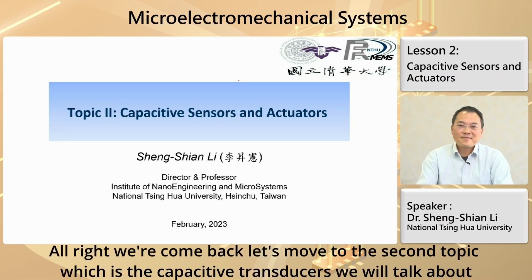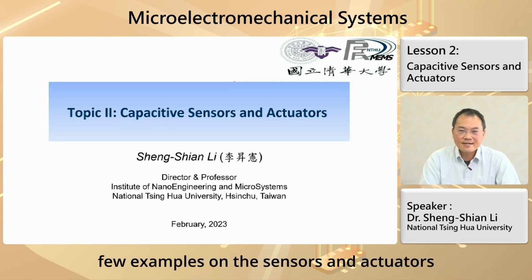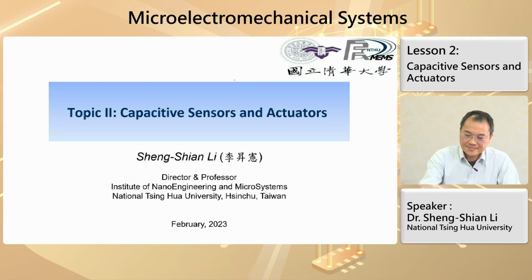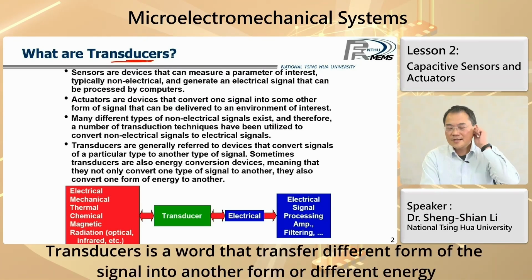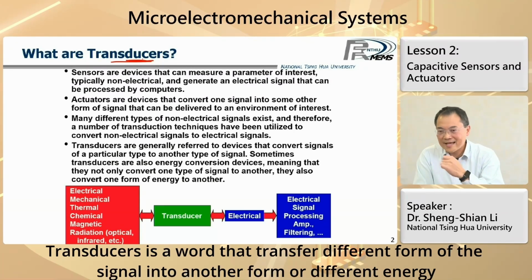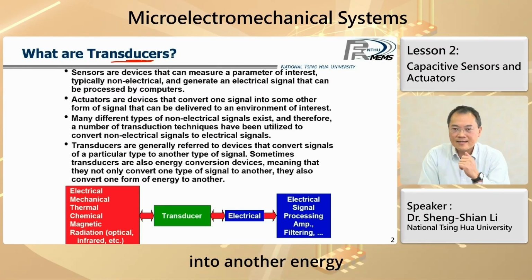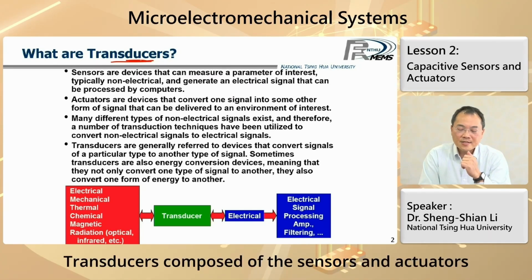All right, welcome back. Let's move to the second topic, which is the capacitive transducers. We will talk about a few examples on the sensors and actuators. So before proceeding with other topics, let's take a look at what transducers are. Transducer is a word for something that transfers one form of signal into another form, or one energy into another energy. Transducers are composed of sensors and actuators.